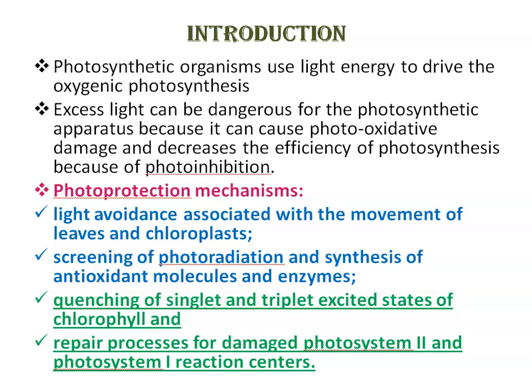First is light avoidance associated with the movement of leaves and chloroplast. Second is screening of photoradiation and synthesis of antioxidant molecules and enzymes. Third is quenching of singlet and triplet excited states of chlorophyll. And fourth is repair processes for damaged photosystem 2 and photosystem 1 reaction centers.